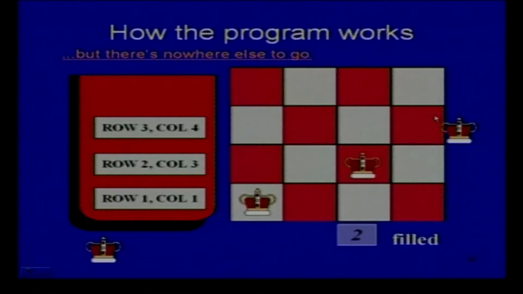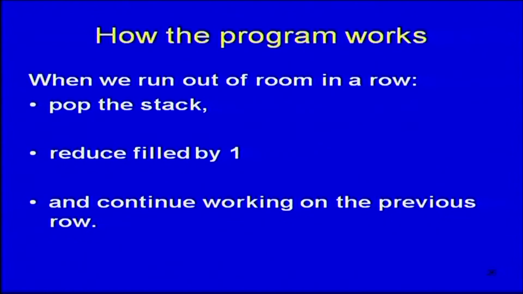Now, we have to place this queen. Now, can you place it here? You cannot place it here because it is on the diagonal. So, what you do is you go up here and you place it here. Can you place it here? 3 4, third row, fourth column, you cannot place it here because it is along a diagonal. So, how the program works is when we run out of room in a row, pop the stack, reduce filled by 1 and continue working on the previous row.